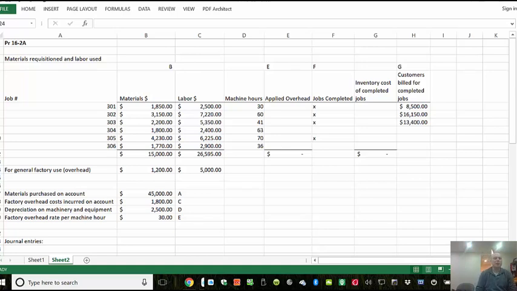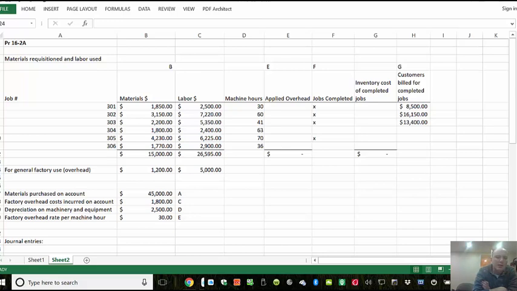So in this video, I'd like to go through the solution for problem 16.2a, which is a nice illustration for the application of concepts of job order costing. And so what I did is that I just put it all in a nice Excel spreadsheet, all the content of the problem from the text.